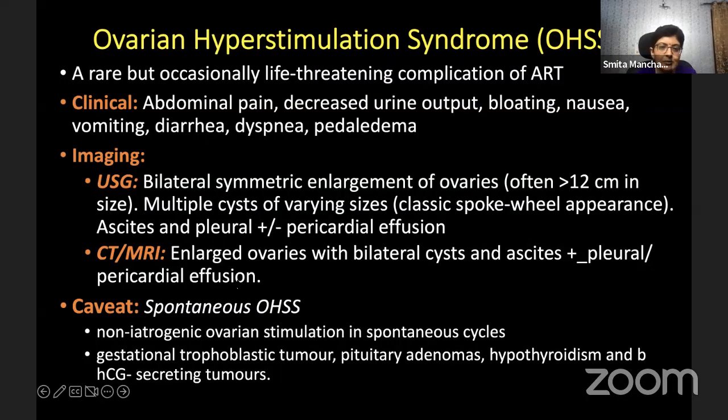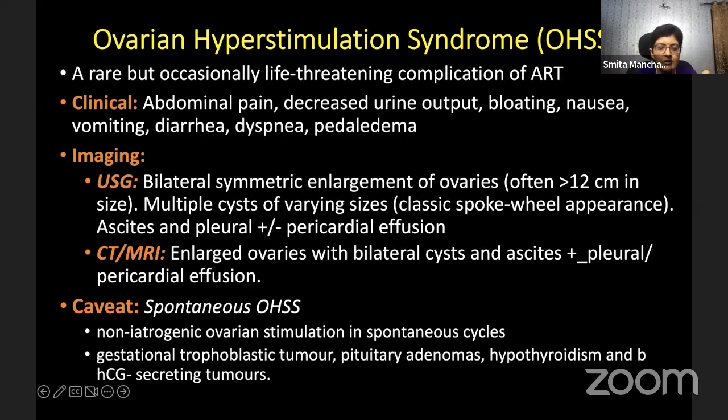Just remember one line, spontaneous OHSS. So everybody knows this setting where the patient has been given treatment for infertility, but non-iatrogenic, and especially in the pediatric or adolescent age group, what is the cause? Hypothyroidism or beta-HCG secreting tumors.